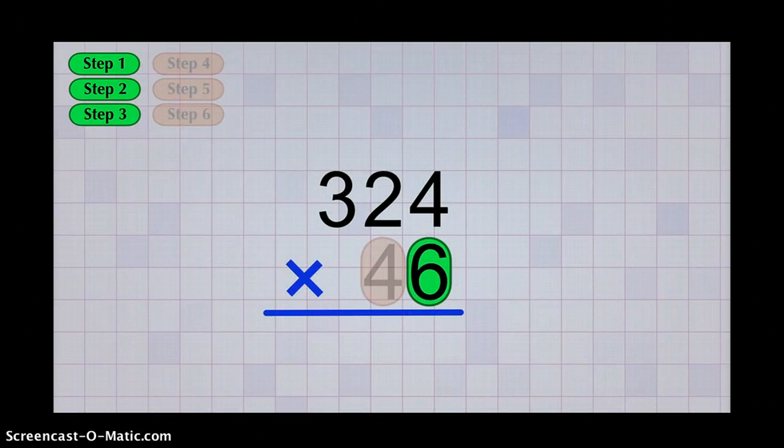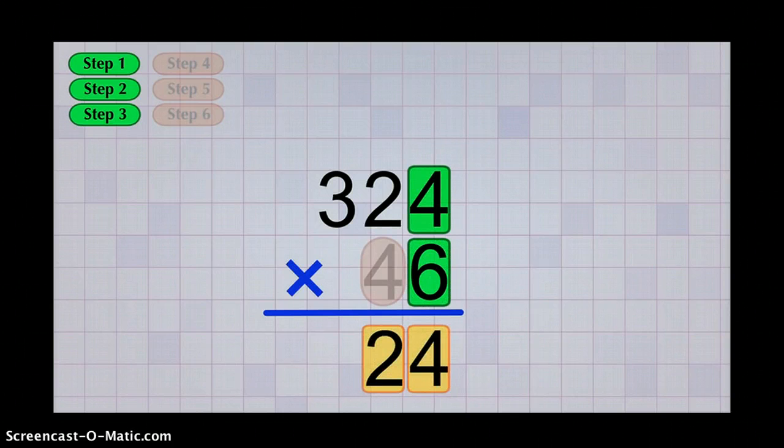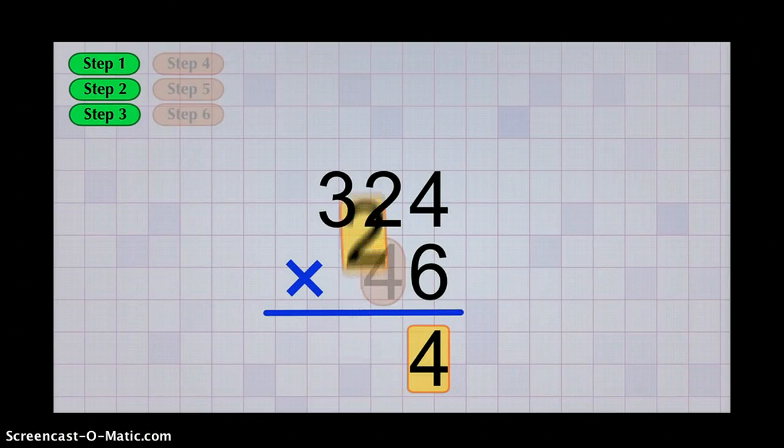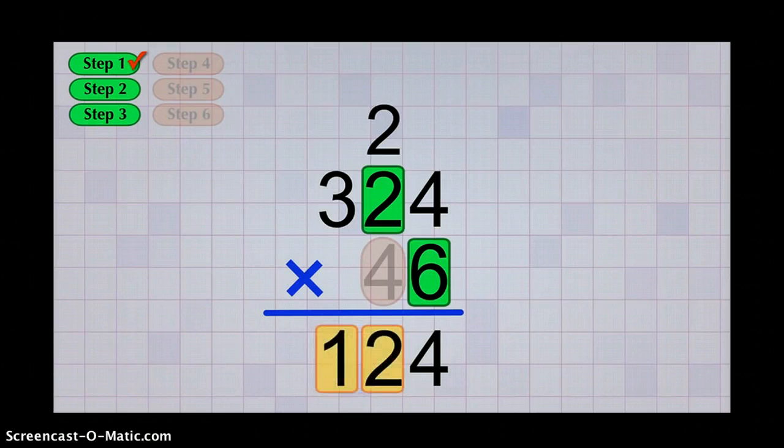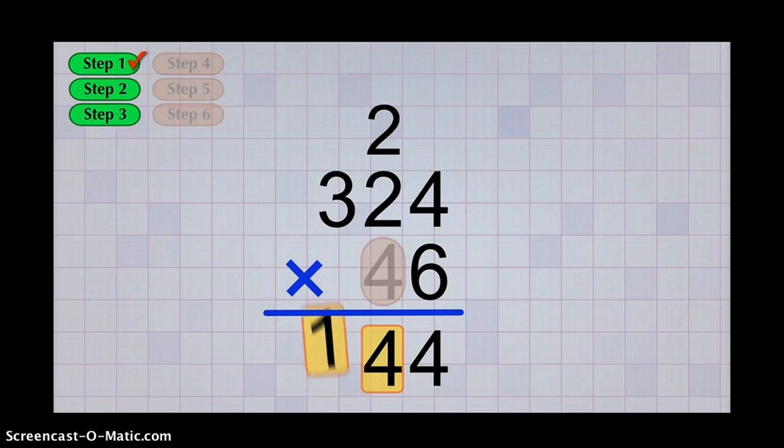Alright, so our first multiplication step is 6 times 4, which is 24. And since 24 has 2 digits, we can leave the 4 in our answer line, but we need to carry the 2 and put it above the next top digit that we're going to multiply. So the next step is 6 times 2, which is 12. But we have to add in the 2 that we carried, so 12 plus 2 gives us 14. That's another 2-digit answer, so we leave the 4 in our answer line and carry the 1 up above the next digit that we're going to multiply.